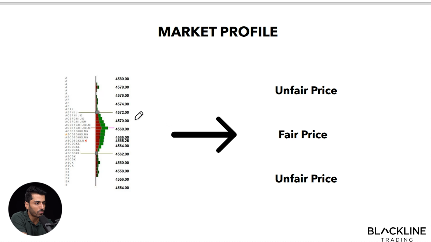It showcases what prices are accepted in the market, what prices are considered fair prices, and what prices are considered unfair prices. This gives you a lot of information on the behavior of large participants, because at the end of the day, what moves the market is the OTF, other time frame players, big buyers and big sellers. It's based on the auction market theory, which says that the market moves from one point to another in order to find the fair value or the fair price. So the tool I use is the market profile.